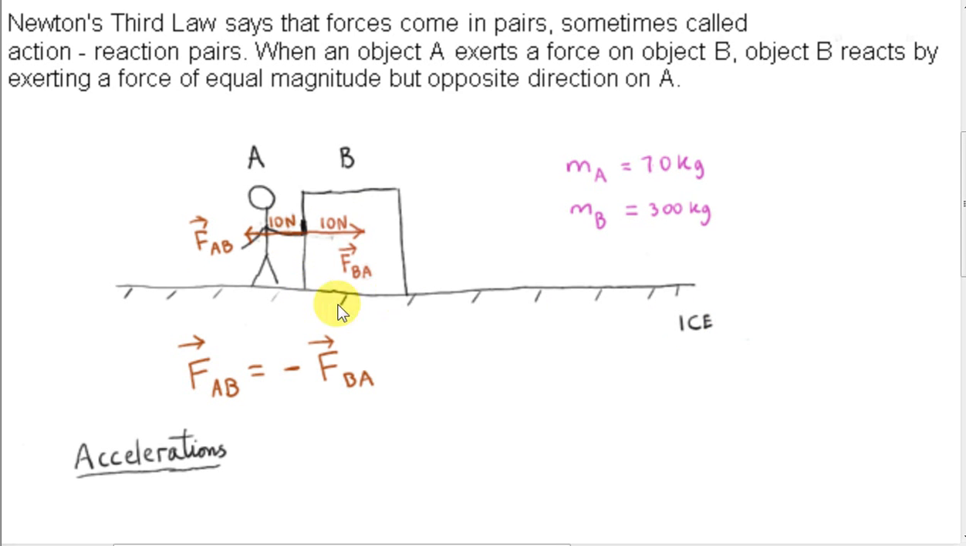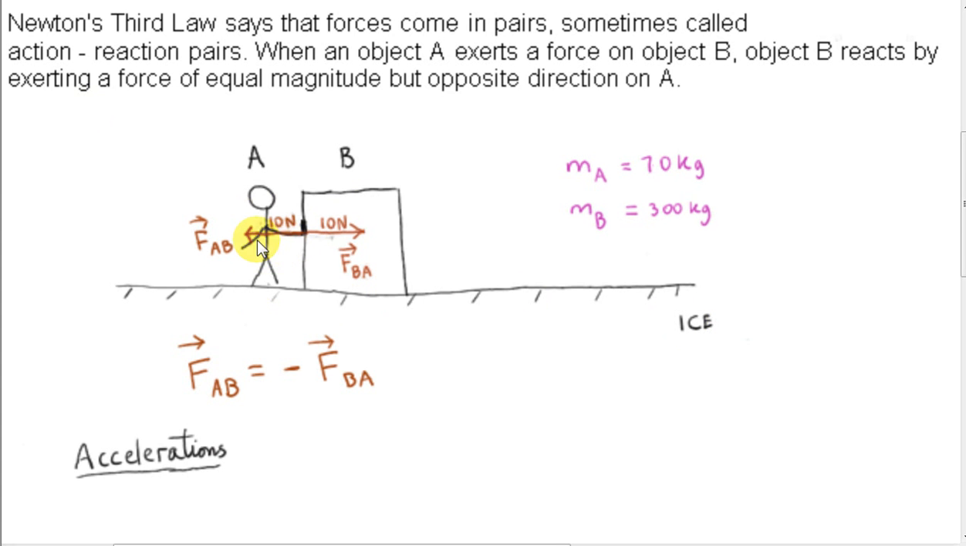If the surfaces weren't smooth, then we would have another force acting on B in a direction opposing its motion, and similarly we would have another force on A in a direction opposing A's motion. These forces are called friction forces.